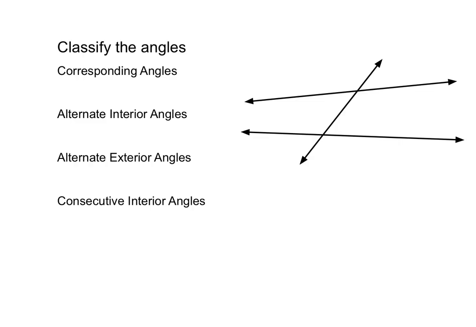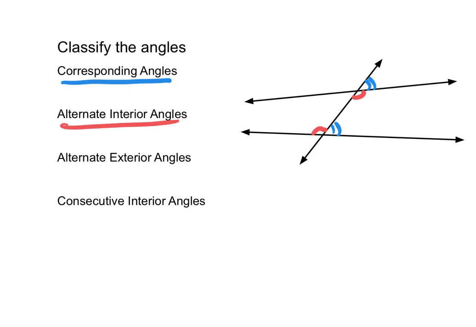But if we're looking for alternate interior would be two that look like that. Okay, they're between the two lines, and they're on opposite sides of that transversal. Corresponding angles would be an angle here and an angle here. Okay. Alternate exterior would be an angle here and an angle here. They would be outside and then would be opposite sides. They'd be opposite sides of each other.